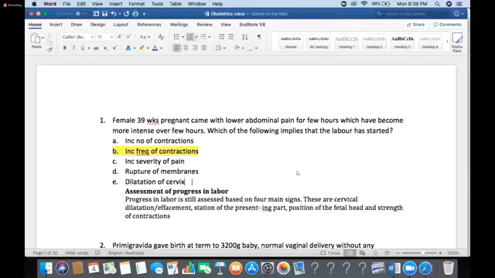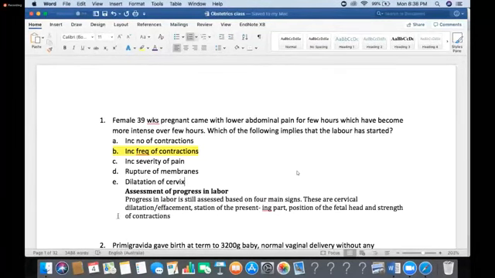All right, I'll only talk. First, when we see this option, increased number of contractions. Does that indicate that increased number of contractions means the labor is progressing? Obviously not. Progress in labor is still assessed based on 4 main signs: cervical dilatation or effacement, station of the presenting part, position of the fetal head, and strength of contractions.